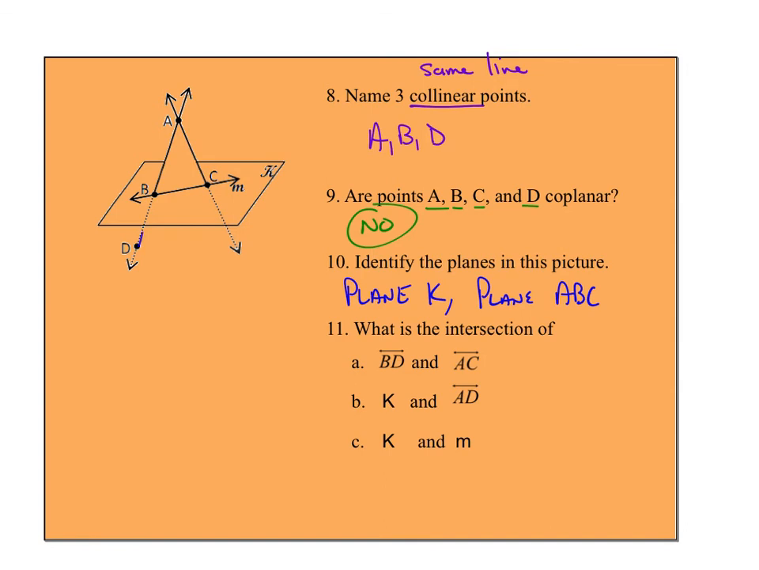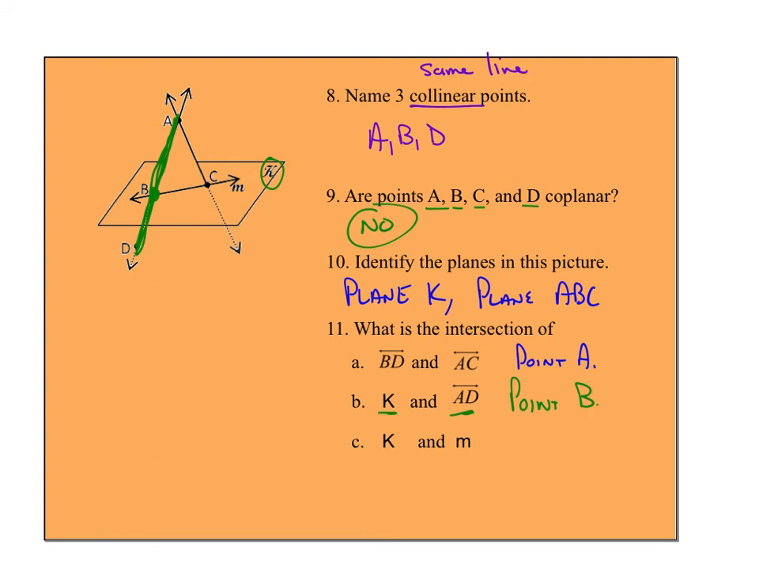So what is the intersection of BD and AC? Where do these two cross? Where do these two intersect? Those intersect at point A. Part letter B, K. So we're talking about the plane K and AD. AD is this line right here. This line is not on the plane, but it goes through the plane. And point B is your spot there. It goes through, but it's not on. So I would argue that that's going to be point B.